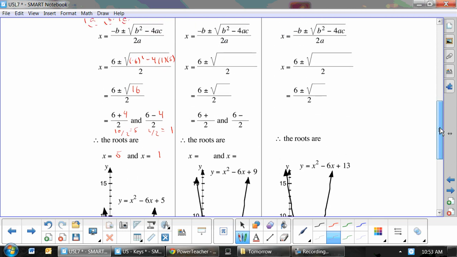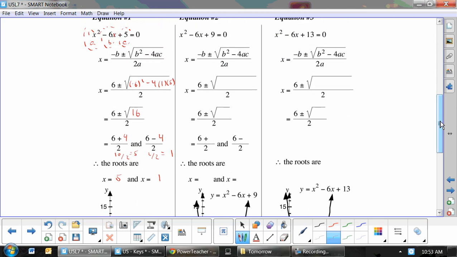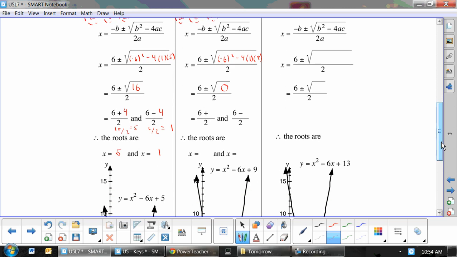So this equation here is a little bit different, but we're going to do the exact same thing. We have a is 1, b is negative 6, this time c is 9. So we go, okay, negative 6 squared, minus 4 times 1 times 9. And this one gives us 36 minus 36, so 0.